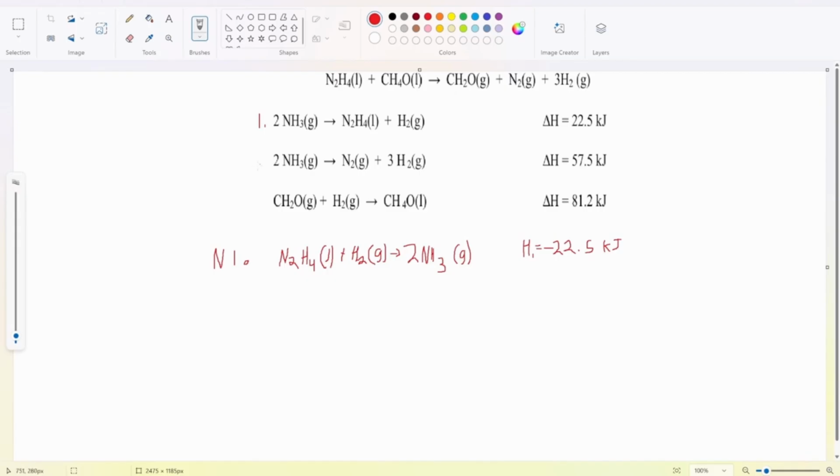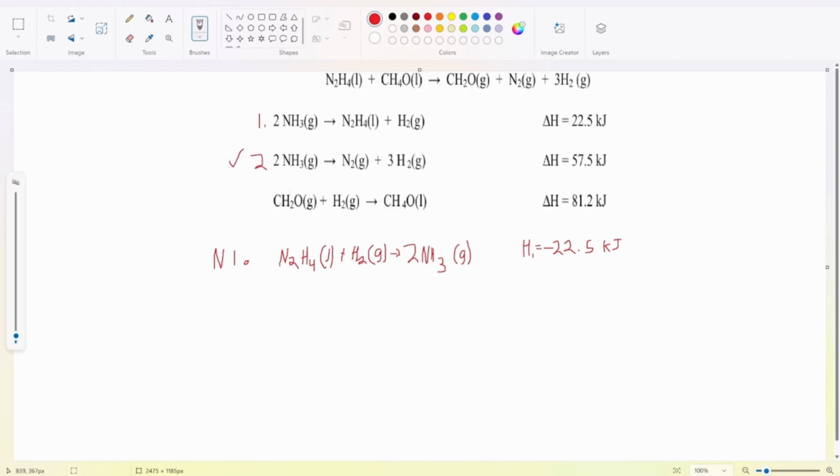Now let's analyze equation 2. We have 2 ammonia gas goes into nitrogen 2 plus H2. Now, if we look, there's no ammonia, so we don't need to worry about that. We just need to worry about the N2 and the H2, which are on the right side of the equation. So the new version of this equation will just stay the same. So this equation, we can check it off, and I'll rewrite it in a bit if we need to.